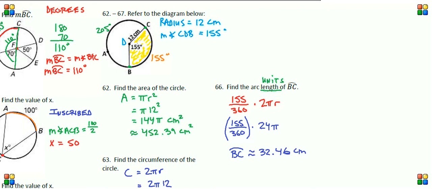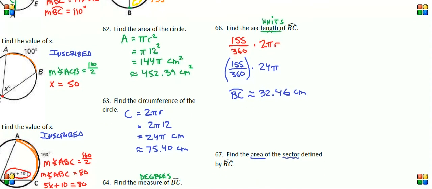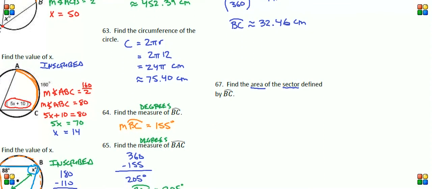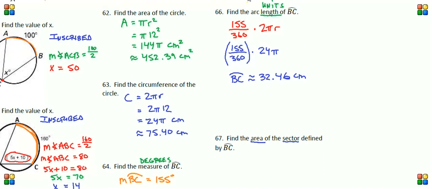Basically, if that was a big pizza slice, how many square centimeters are inside of this pizza slice? Well, you can see, class, that's just a part of, or a percent of, the total circle. So we're going to go ahead and use our formula to find the area of a sector. And it looks a lot like 66. In fact, we're going to use this same fraction to represent that pizza slice.